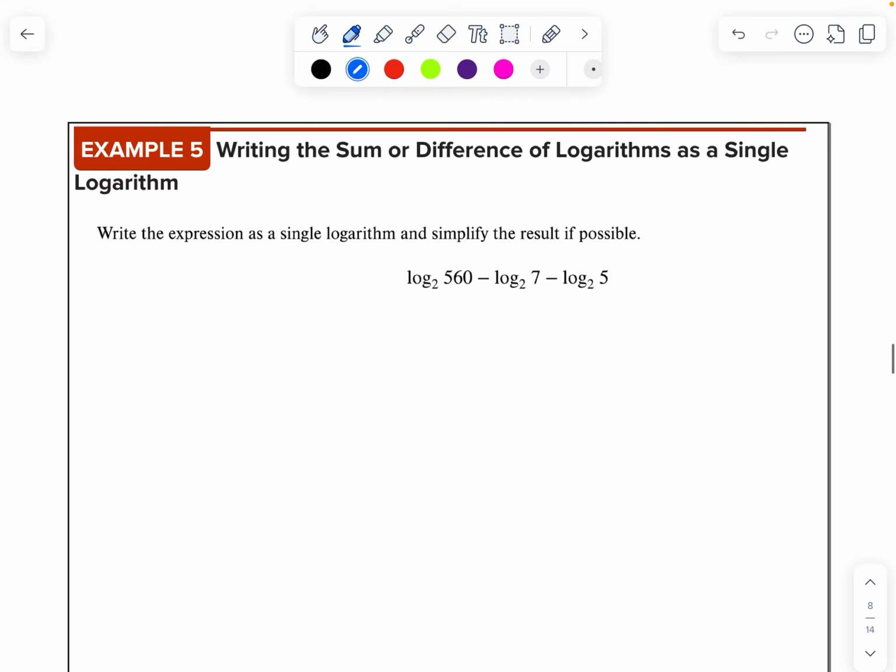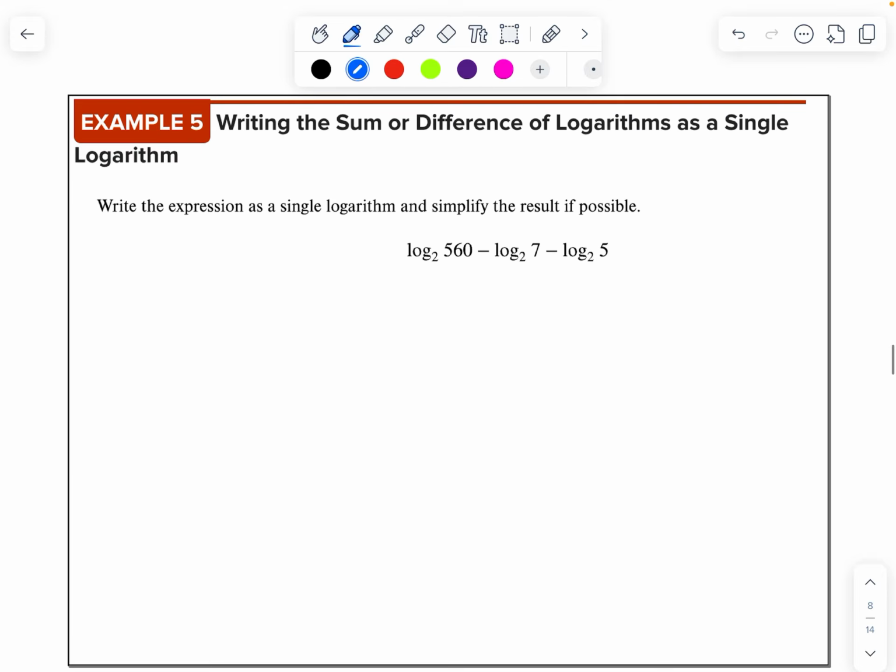All right, reversing that process, if we want to write these as a single logarithm, it says write them as a single logarithm. What we want in the end is just log base 2 of some stuff. One logarithm. Here we have 1, 2, 3. We want to write it as just 1.